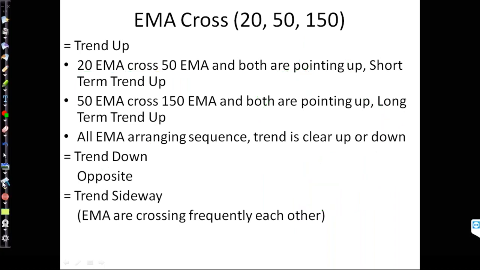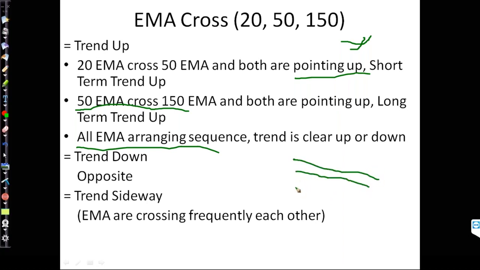Next criteria, remember: if the 50 moving average crosses the 150 moving average, all exponential, and pointing up. What is the meaning of pointing? It should point up like that. I'll explain everything. And all moving averages arrange sequentially, the trend is clear, up or downtrend. Suppose this is the 150, this is the 50, and this is the 20 moving average, the smallest one.